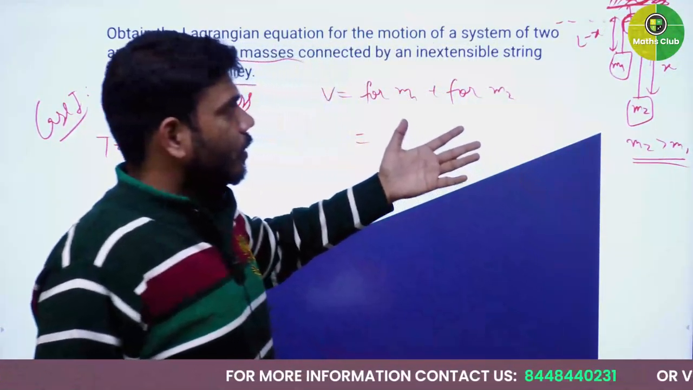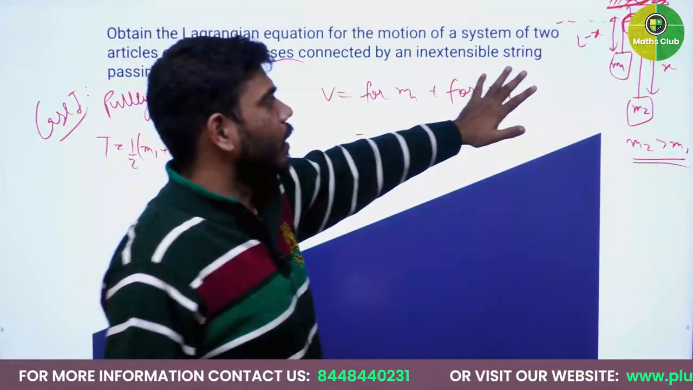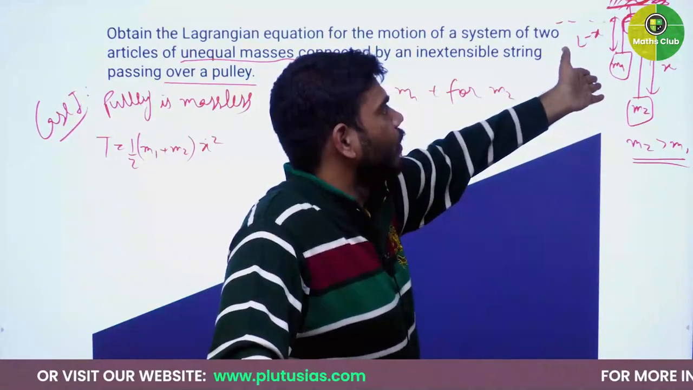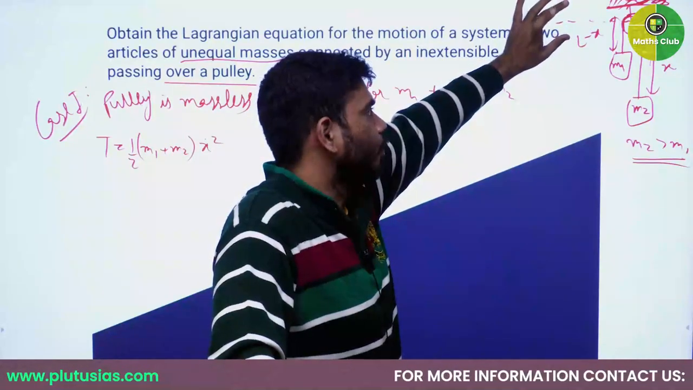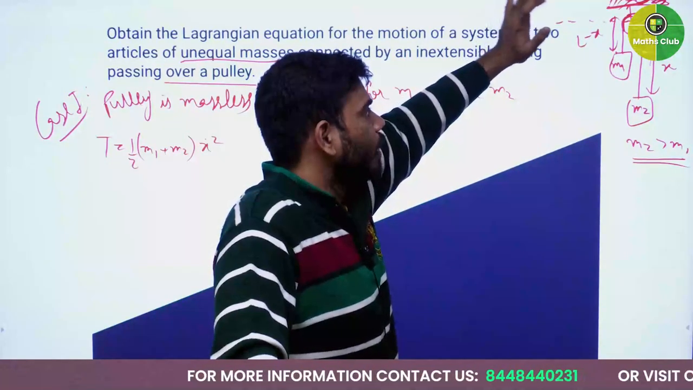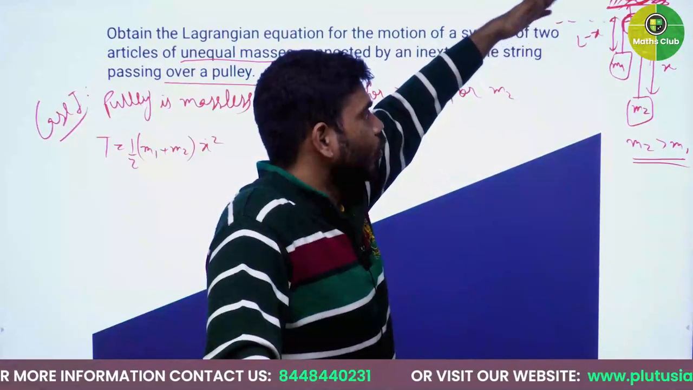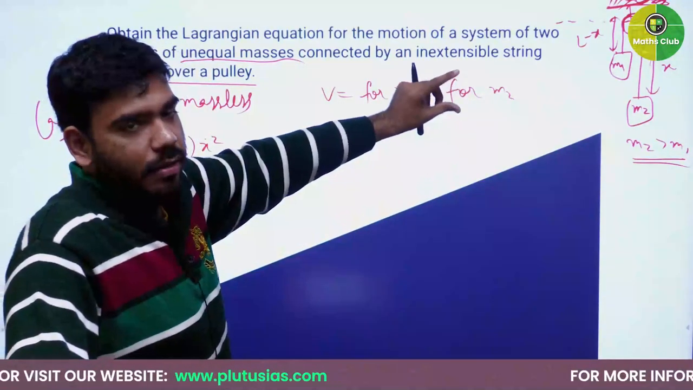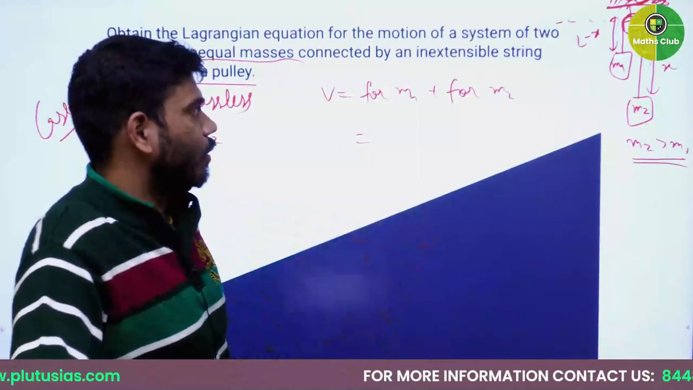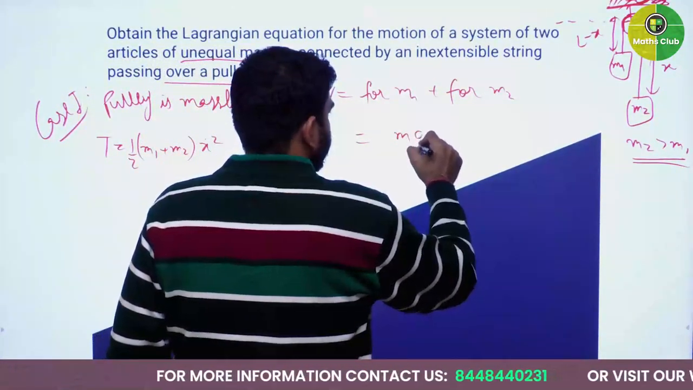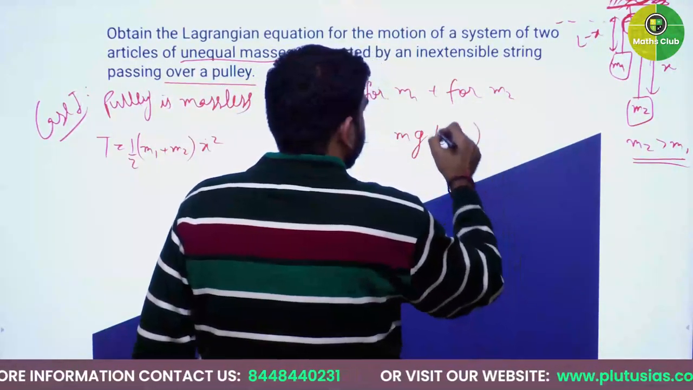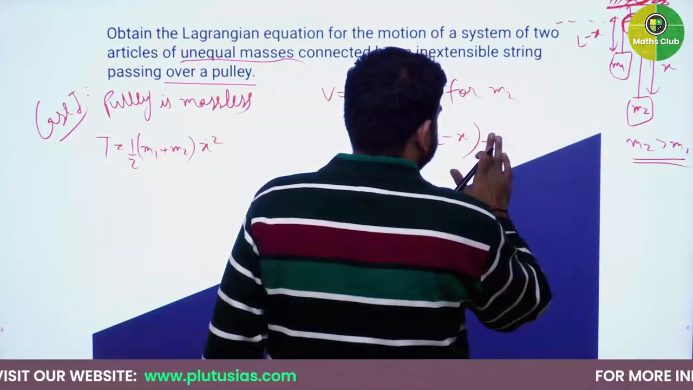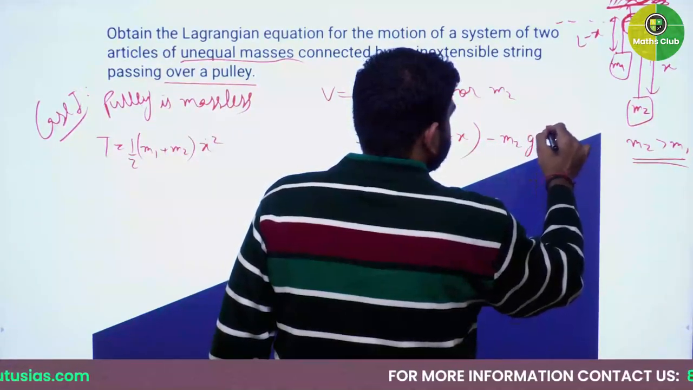The potential energy of both the particles at all moments of time will be negative, because both will remain below the reference line. Mass m1 will never move above this reference line, because the reference line is at the pulley. There will be no time when either particle moves above the pulley. So for the complete motion, the potential energy of both particles will remain negative. So we write m1 g times its depth, that is L minus x, with a negative sign, plus, sorry, with a negative sign, minus m2 g x.